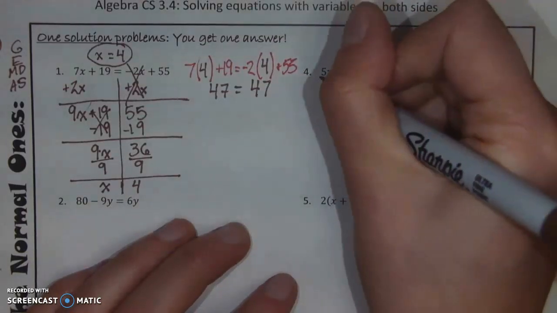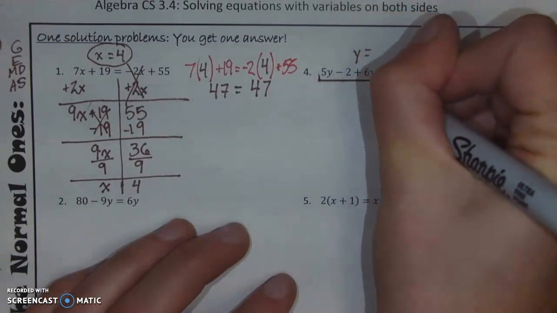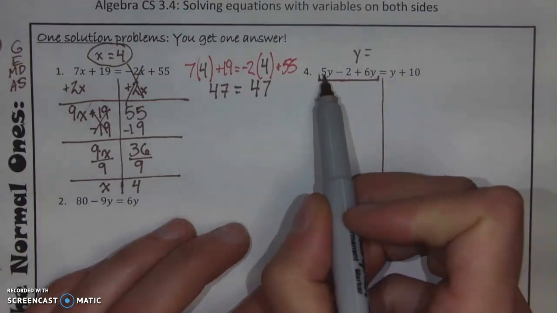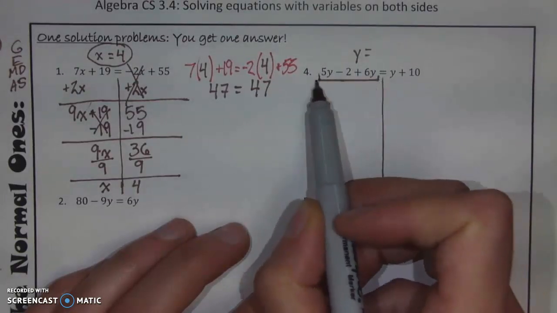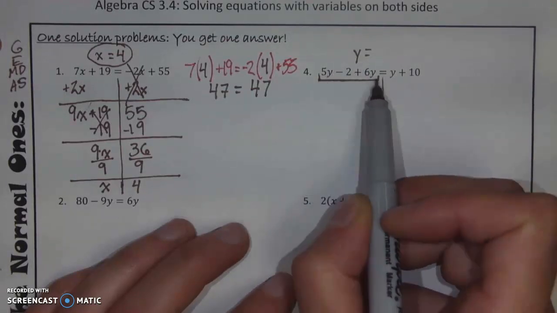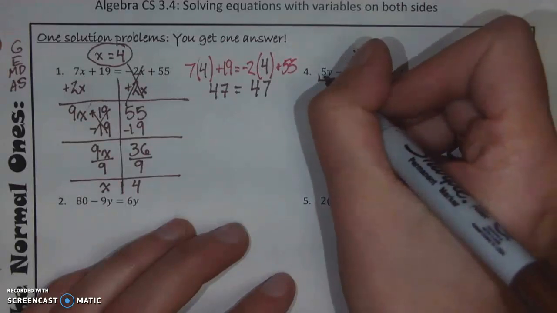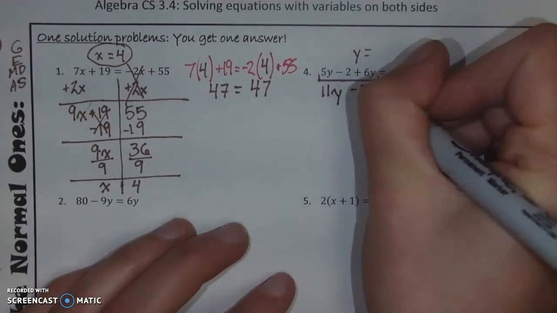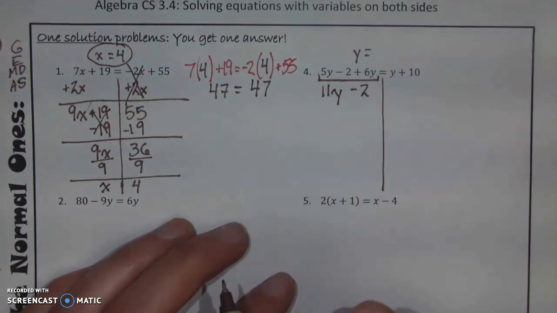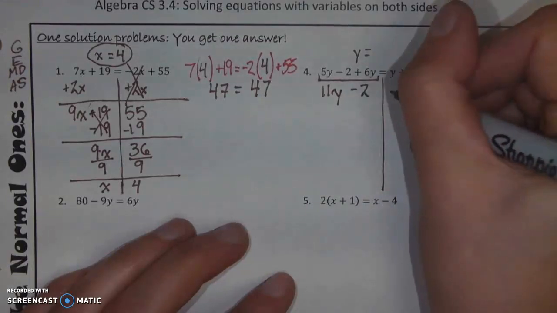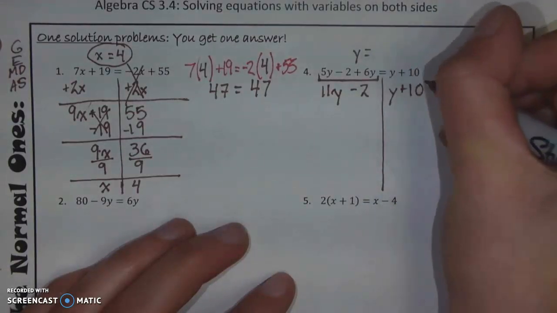So what I'm going to try to do is, instead of trying to tackle everything at once, I'm just going to combine what I can on one side, make it look simpler. And I know that I can combine any variables that are the same with the same exponent. So that means I can combine the 5y and the 6y to get 5y plus 6y, or 11y. And I still have this minus 2 that can't be combined because it doesn't have a y. It's a different term.